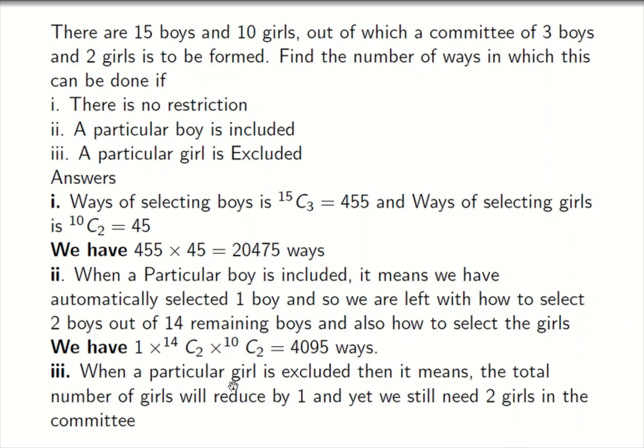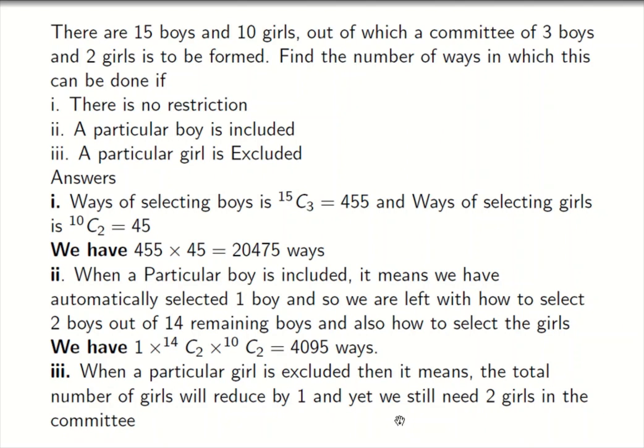Now when a particular girl is excluded, it means that the total number of girls will reduce by 1. If I have 10 girls and I'm saying take one of them out, there's no way I'll include her in the committee. Even if she's part, there's no chance of her being selected. So I have to take her out, and if I take her out, I'll be left with how many? 9 of the girls remaining.